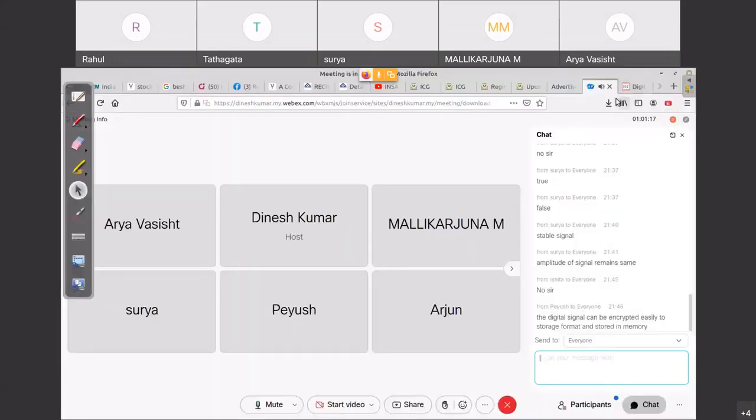Any doubts, anyone? Yes, this is also very good: a digital signal can be encrypted easily, encryption is very easy, and it can be stored in memory. Very good.